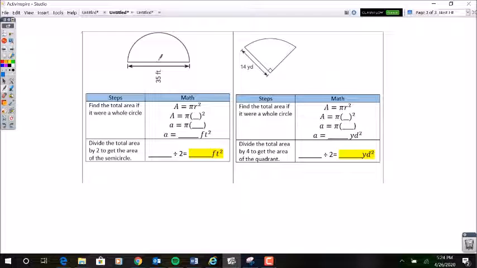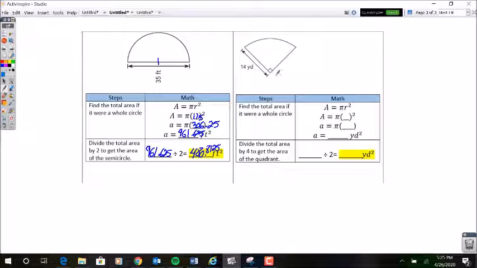Same thing with these. Okay, 35 is the diameter, so that would give you 17.5 as the radius. So you need to do 17.5 squared, which would give you 306.25. And then you're going to multiply that times pi, which is again 3.14, and that's going to give us 961.625 feet squared. Since this is a semicircle, I'm going to divide that by 2. That's going to give me 480.8125, or 8,125 10,000ths.